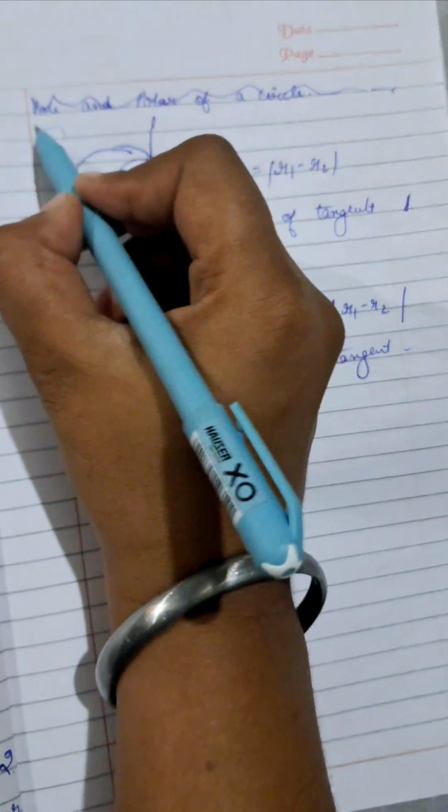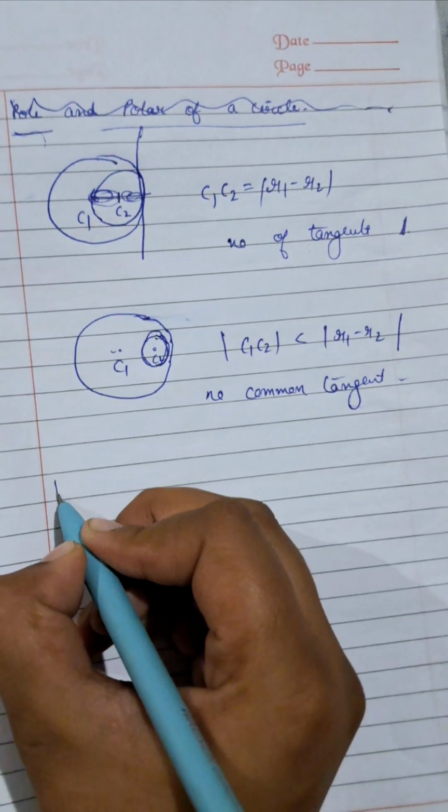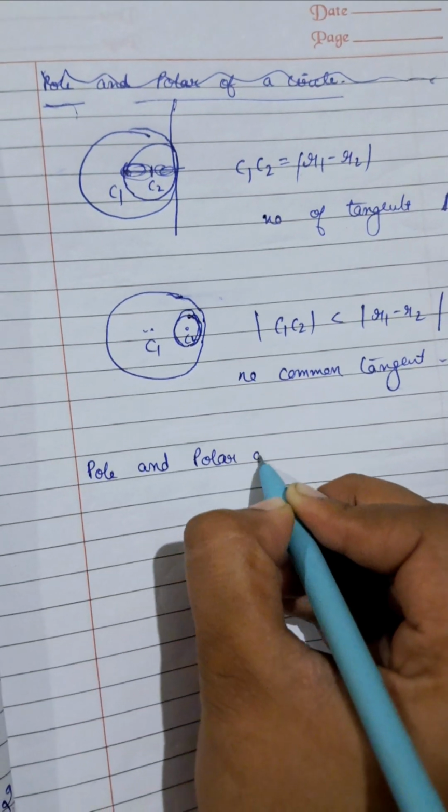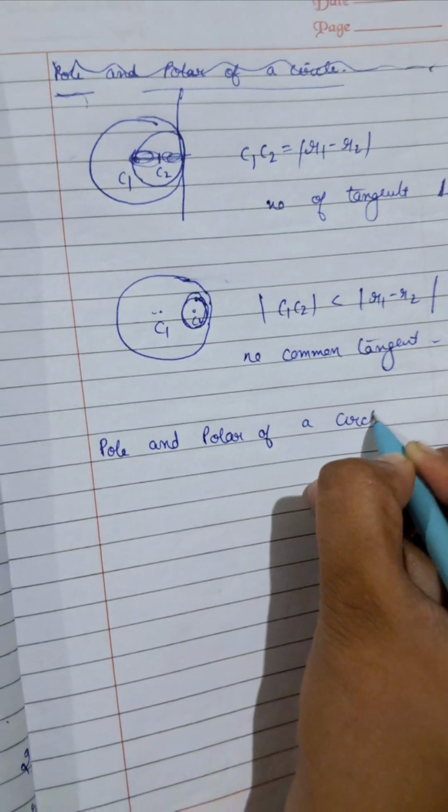Our next topic is pole and polar of a circle.